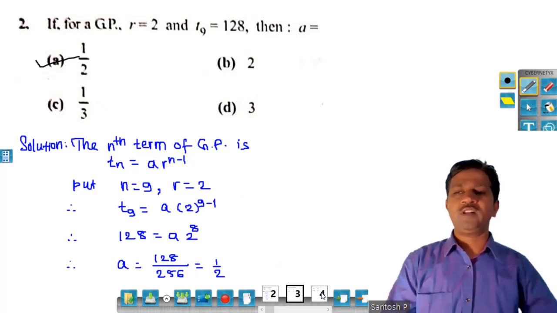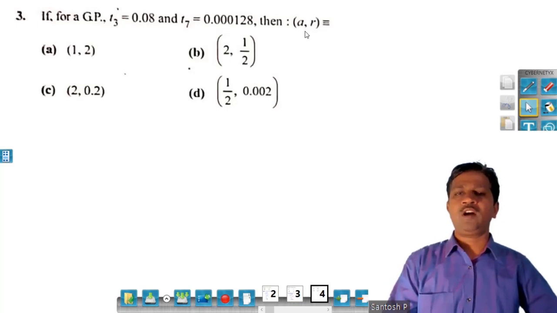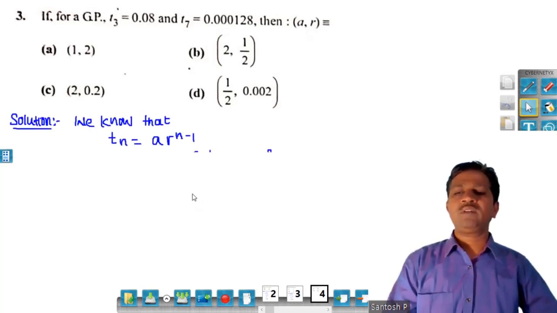Okay, let us move further to the third example. In this third example, we again have a GP in which the third term and the seventh term are given, and we have to find the values of A and R. Again, we will use the formula for Tn, which is A into R raised to n minus 1, and putting first n equals 3 and then n equals 7, we can obtain the formulas for T3 and T7, and then simplifying, see what I get here.